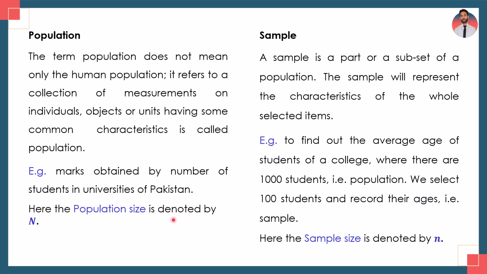Here the population size is denoted by capital N, the total number of units in the population. On the right hand side I will explain the term sample. A sample is a part or subset of a population. The sample will represent the characteristics of the whole selected items.